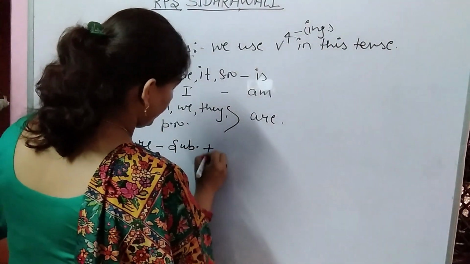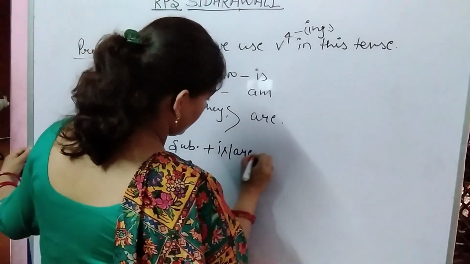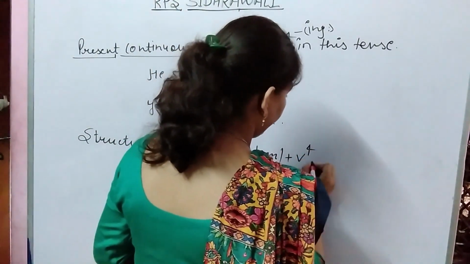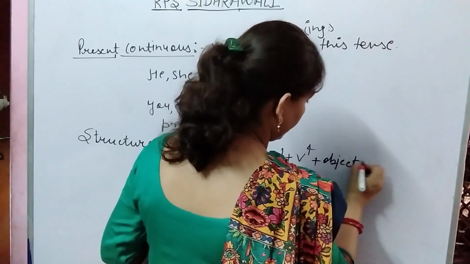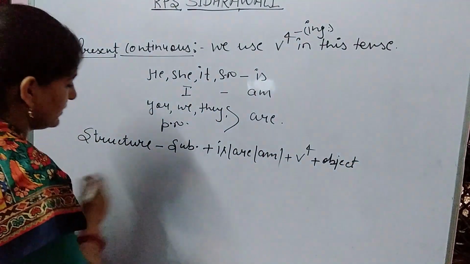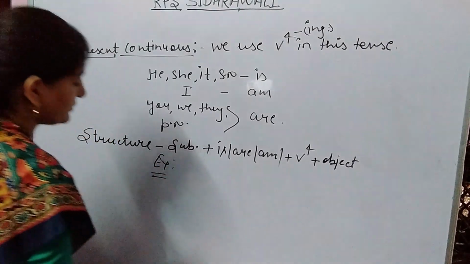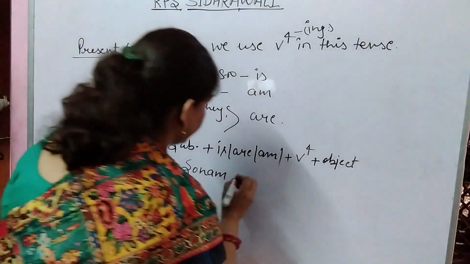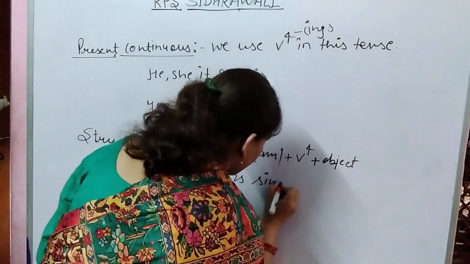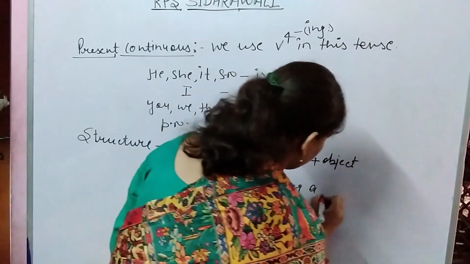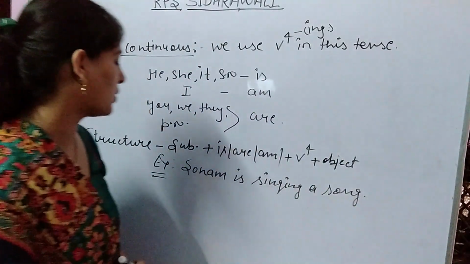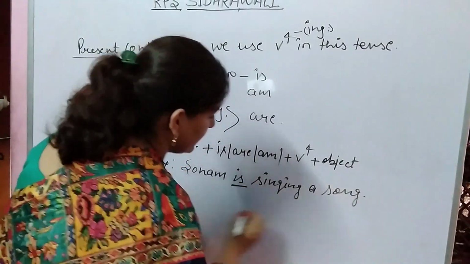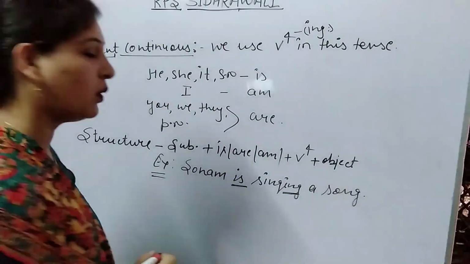Subject plus is, are, am plus V-ing, then object. See the example. Sonam is singing a song. Sonam is singing a song. We use is and the fourth form of the verb.